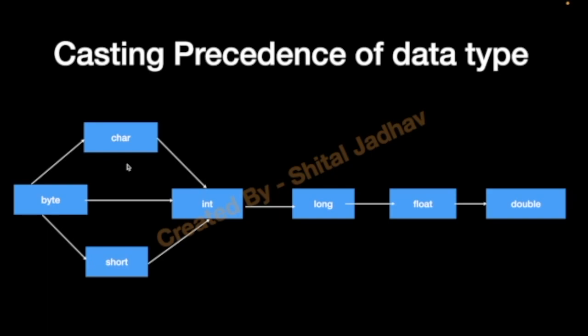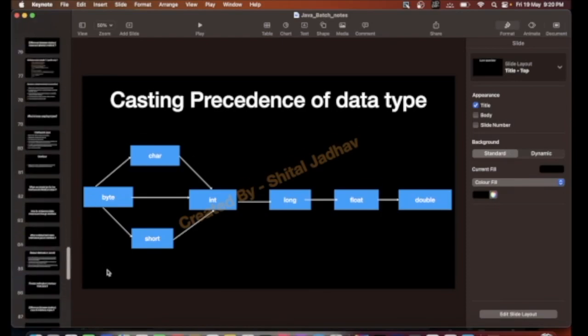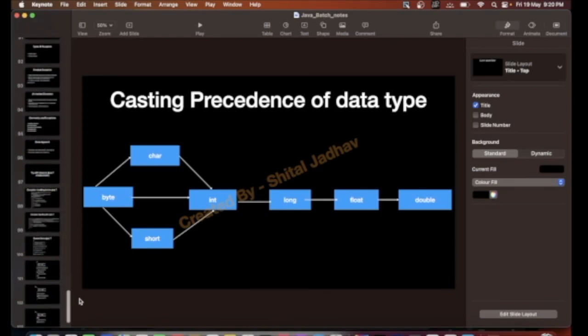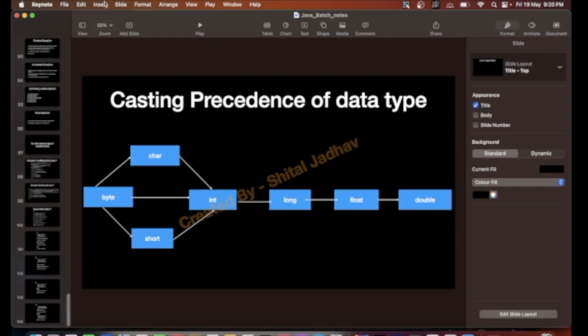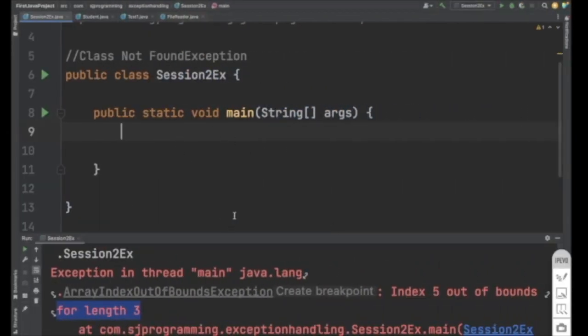Casting means what? Cast means what? We are just casting from one type to another type, right? And when that casting is not possible, then you will get the class cast exception. Let me show you that again, then you will understand it. But please, you need to revise all the concepts, okay? Let me explain class cast exception here.